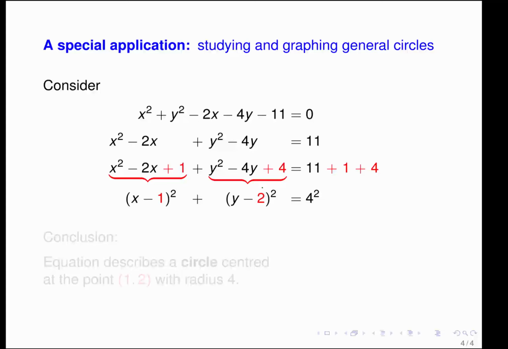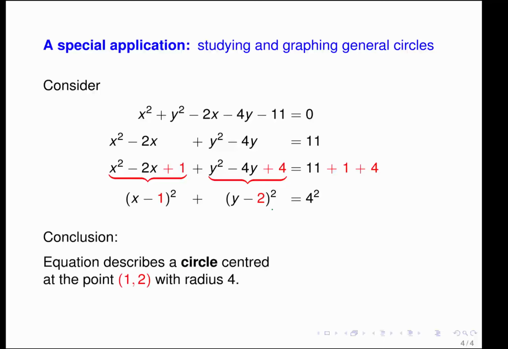However, from classes, you may recognize this to be precisely the standard form for the equation of a circle. Specifically, we have a circle here that's centered at the coordinates 1, 2, and has radius 4.